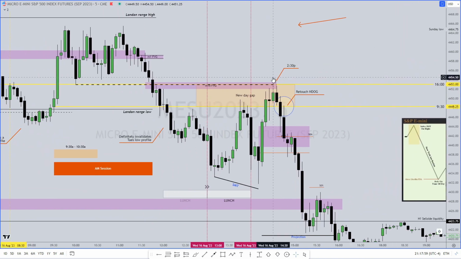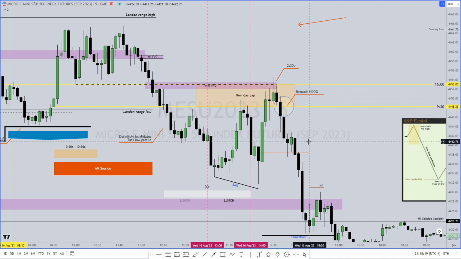So 2:30 triggers. We reject off the new day gap, we go into the 15-minute fair value gap, we go into the old low on the 15-minute. We start breaking below the new day gap. We give one more test on the new day gap coming into the PM session, 2:45. So everything here on this leg, we're looking at as an inversion.